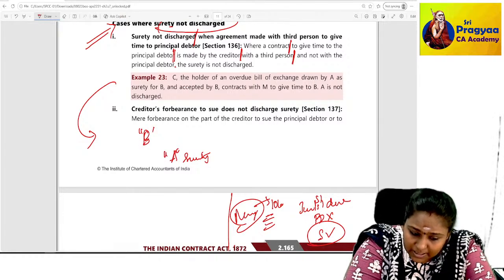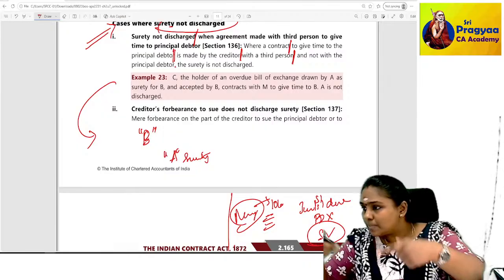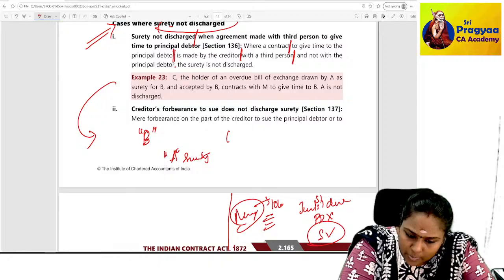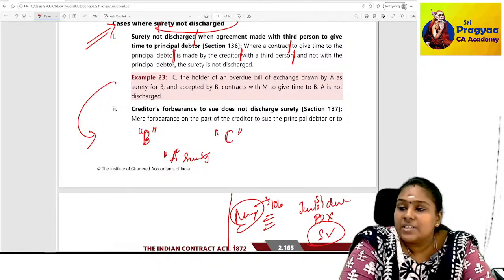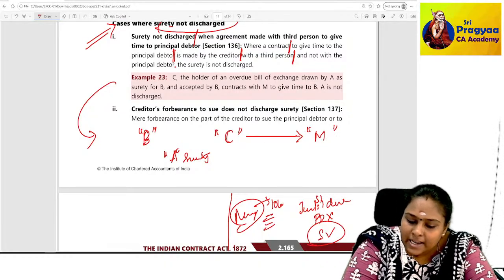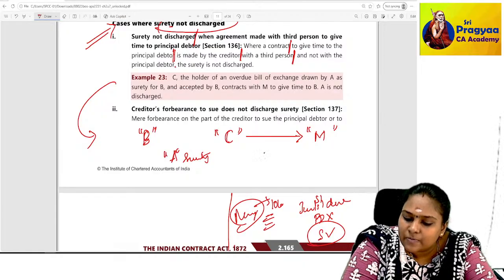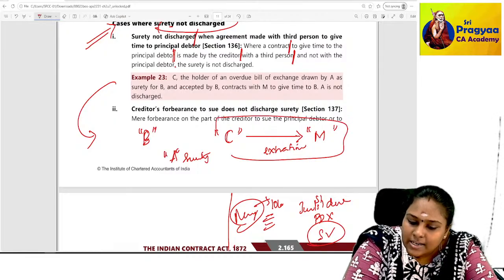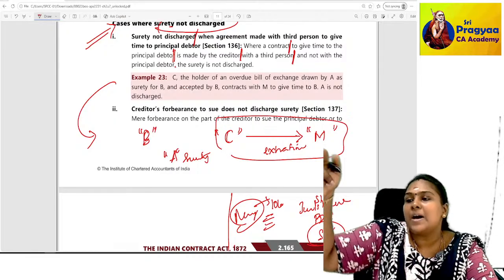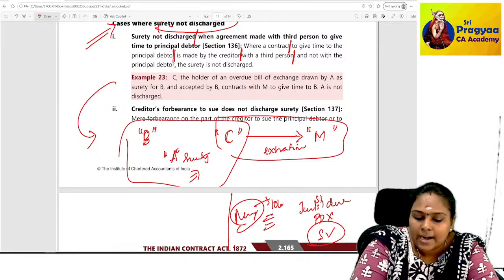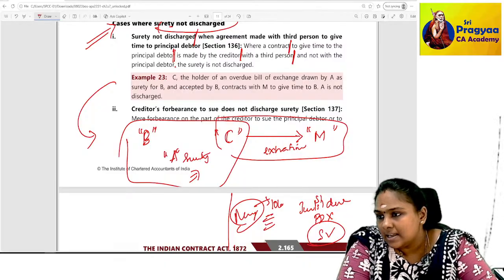B is the principal debtor, ma. B is the person who's bound to pay. Okay, B is the person who's bound to pay, and whom is he bound to pay? C. And in turn, who was the third party who's involved here? M. M is the third party. Now C is asking M for extra time for payment. Since this extra time insistence is between a third party and the creditor, now it is not impacting the original contract, therefore the surety is still intact.